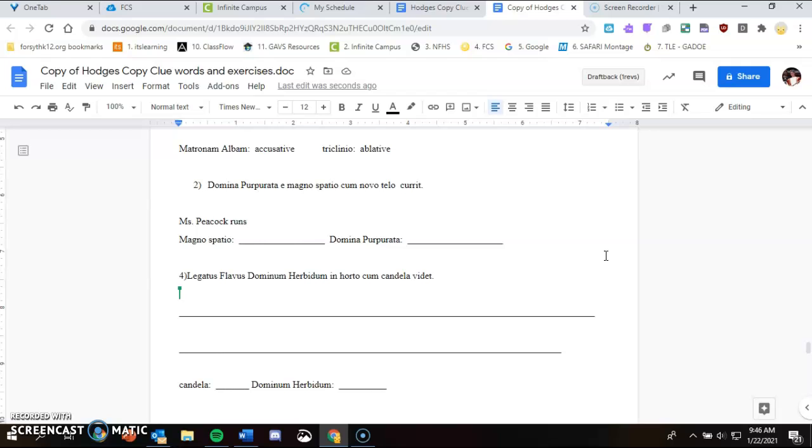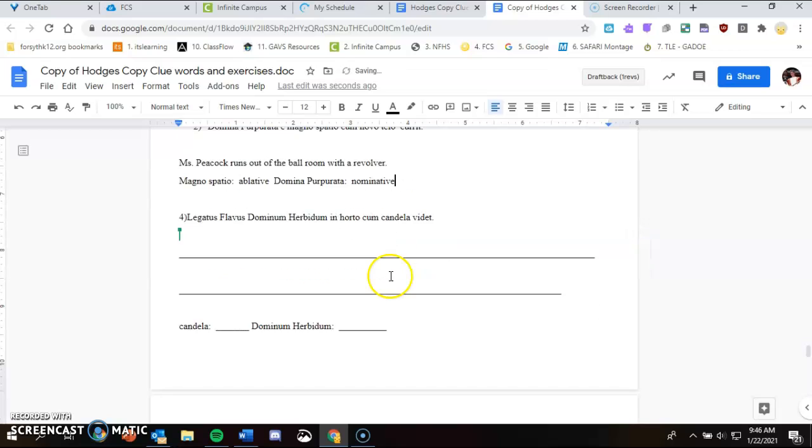So she runs e magno spatio out of the ballroom with a gun. Yeah, with a revolver. That's pretty sus. Magno spatio. What case is that? Nominative, ablative, or accusative? That's ablative. Ends with an O. Comes after E, rather. What about domina preparata? Nominative. Ends with an A. Nominative ending. Very good.